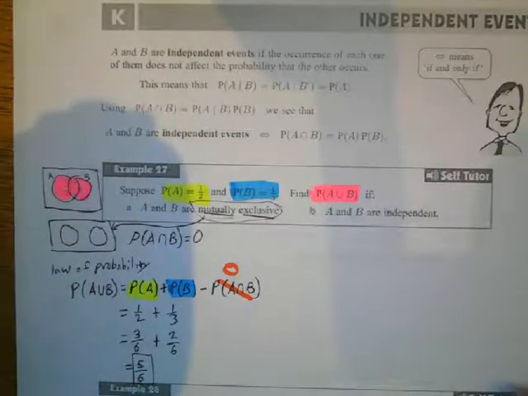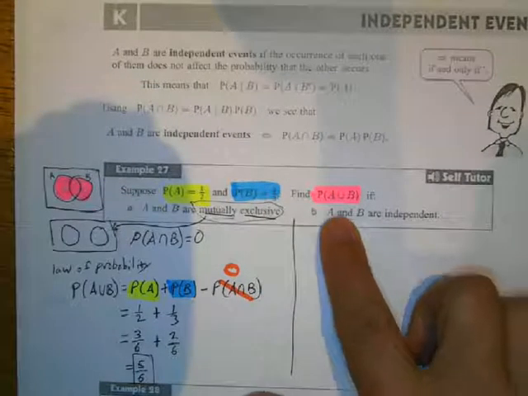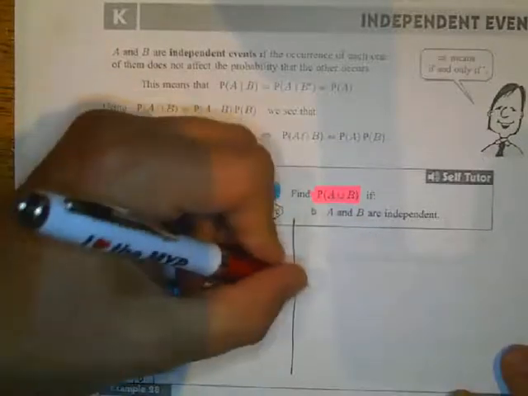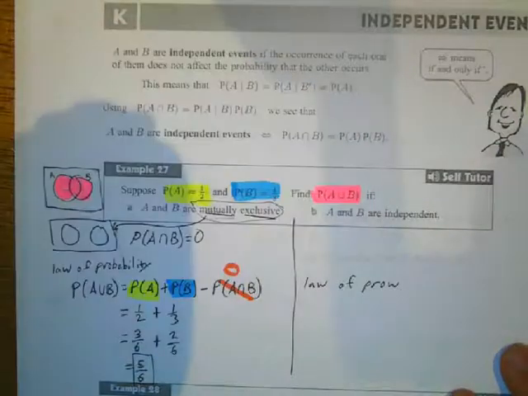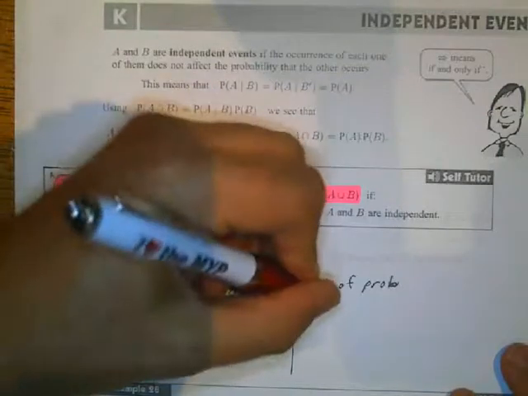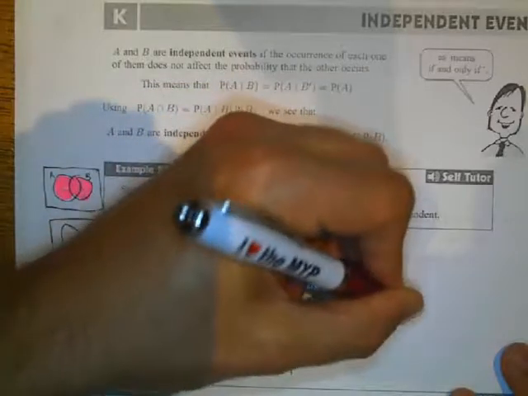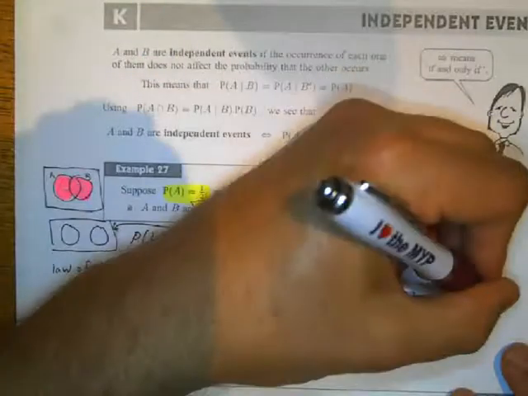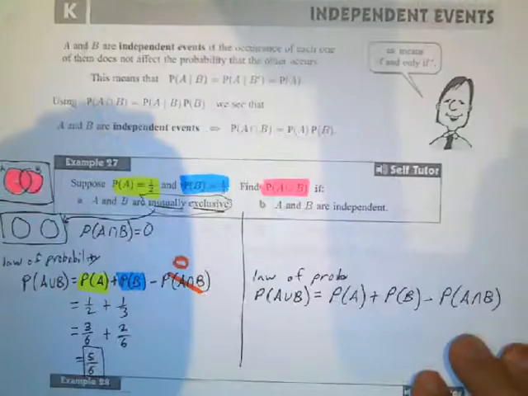Okay, now let's do part B. What is the probability of A union B given that A and B are independent? Okay, so let's write the law of probability again here. A union B is equal to probability of A plus probability of B minus the probability of A intersection B. Now we know that this is not 0.